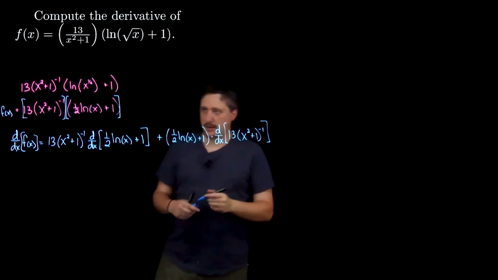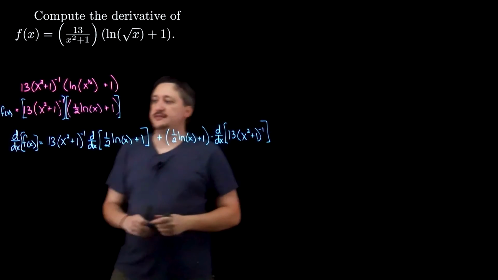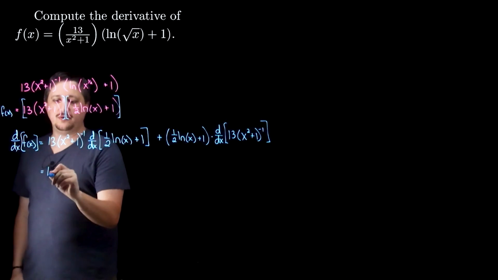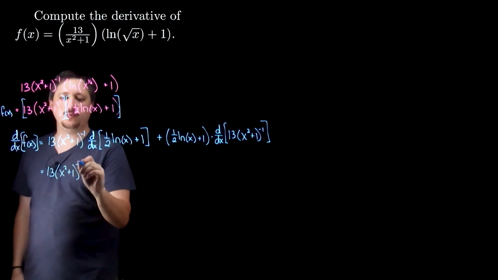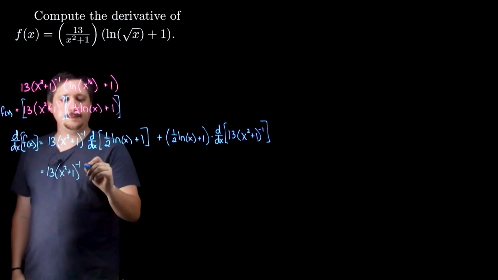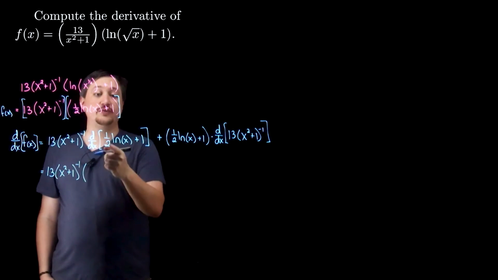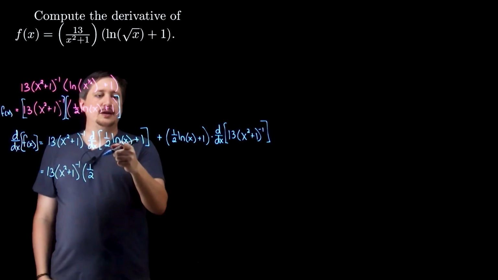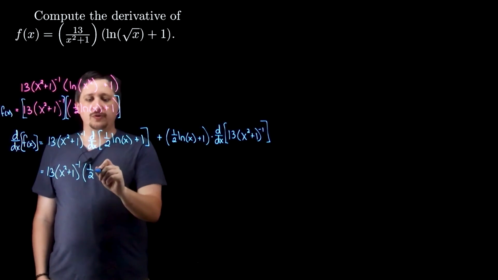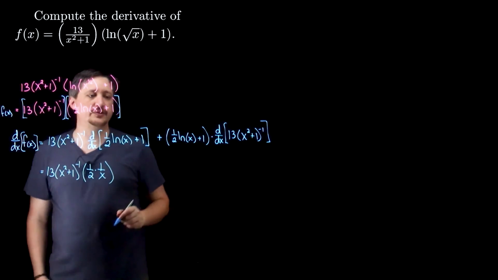Okay. So this thing stays as is. So this is still 13 times x squared plus 1 to the minus 1. Here, well, derivative of a coefficient doesn't do anything, right? The coefficient goes right outside. Derivative of natural log of x, that's 1 over x. So this is 1 over x. And derivative of 1 is 0, so that gets obliterated, right?